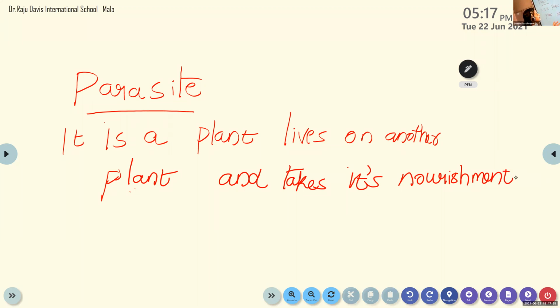So parasite is just like a plant, like our Cuscuta or amabel. It lives on another plant. That is the plant that prepares the food by itself and takes the nourishment from another plant. So parasite is a plant that lives on another plant and takes its nourishment. An example of parasite is Cuscuta, also known as amabel. Very good.